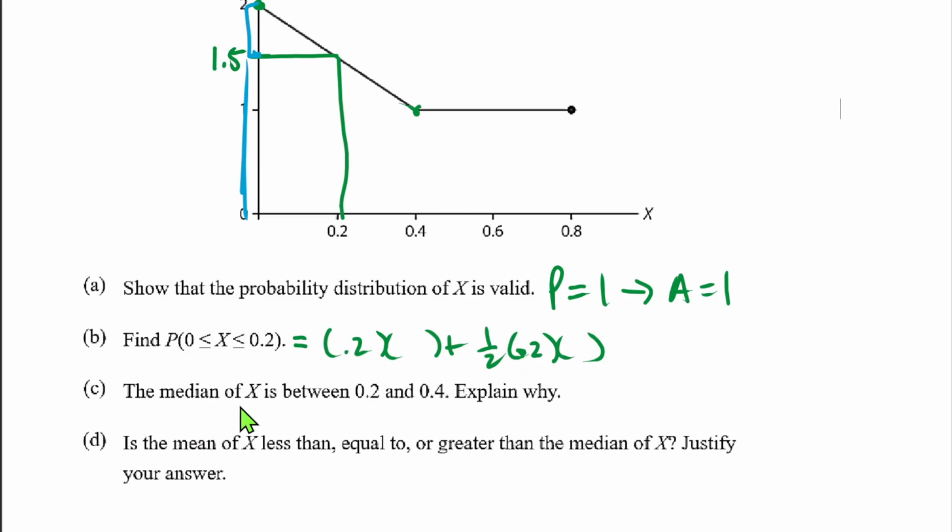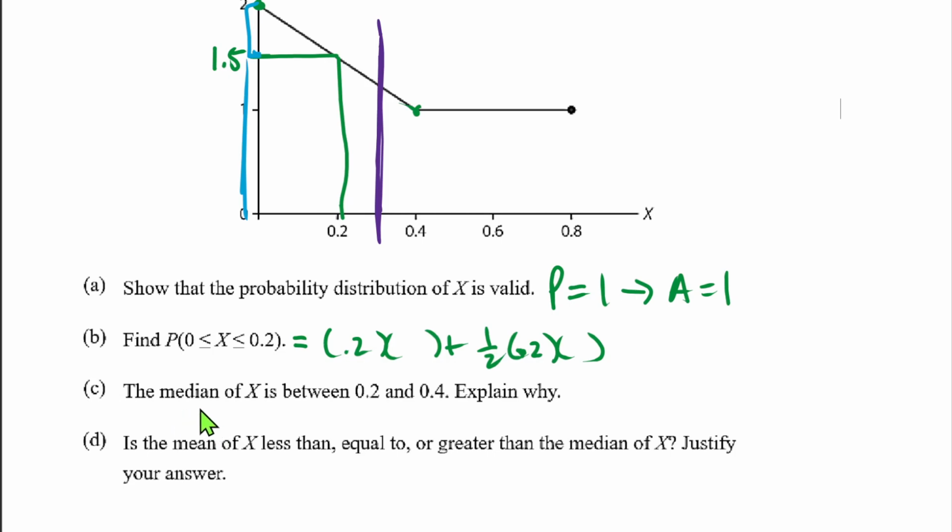This question C says, why is the median between 0.2 and 0.4? So somewhere right around here is the median. Well, how do you know where a median is?